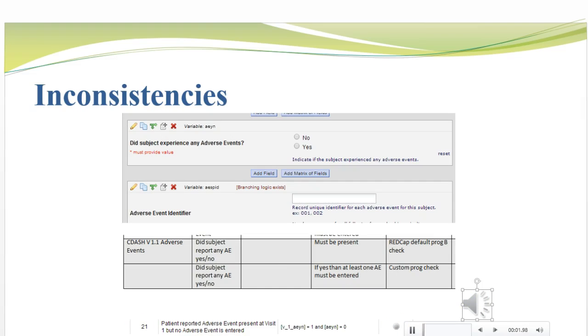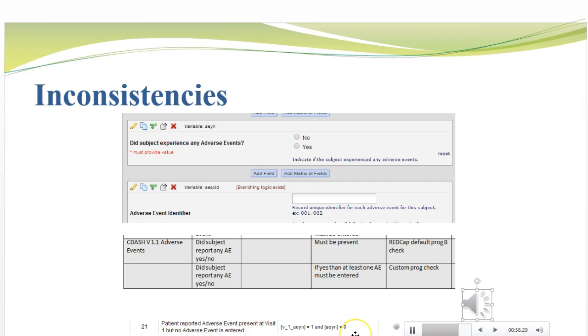When you're doing data review, you want to look for inconsistencies in the data. Here's a good example. This is a place where we might say, checkbox, did the patient experience an adverse event? Yes, no. And then below that we have a field to record an adverse event. So one of your edit checks for consistencies might be that there has to be a response to the question, was there an adverse event? Yes, no. And then if there was an answer of yes, then at least one adverse event must be entered. So that would be the edit checks that you're programming or specifying here.